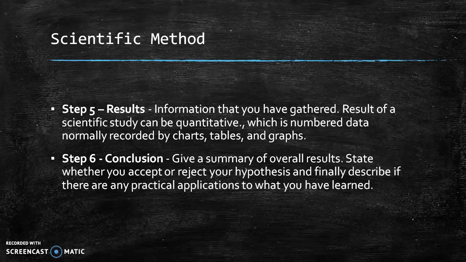And that finally brought us to the sixth step, which is conclusion. And conclusion is nothing but giving a summary of overall results. And we basically state whether we accept or reject the hypothesis. Now, accepting or rejecting the hypothesis basically means that once we have conducted the experiment, we realize, oh, it was actually me being hungry and eating did make it go away, right? So that's me accepting the hypothesis.